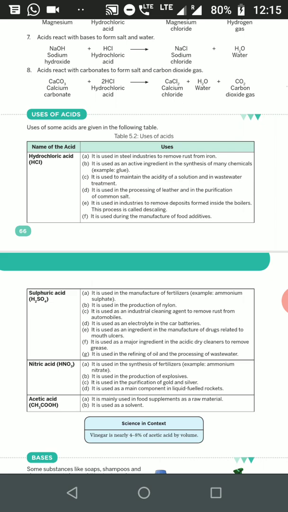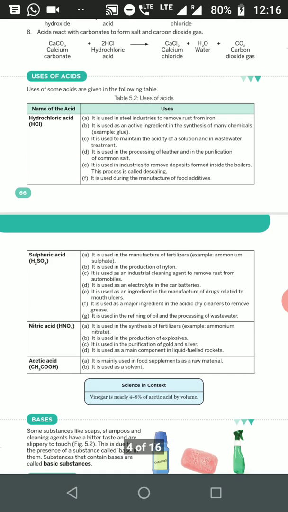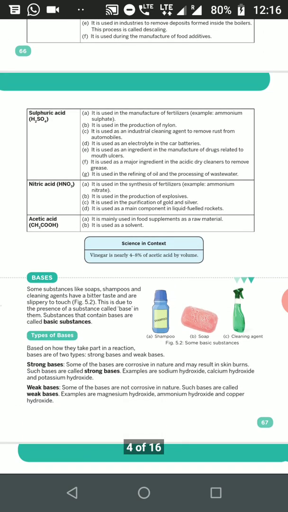Next, bases. Some substances like soap, shampoo and cleaning agents are bitter in taste and slippery to touch. The substances which are bitter in taste and slippery to touch are called bases. The substances that contain bases are called basic substances.